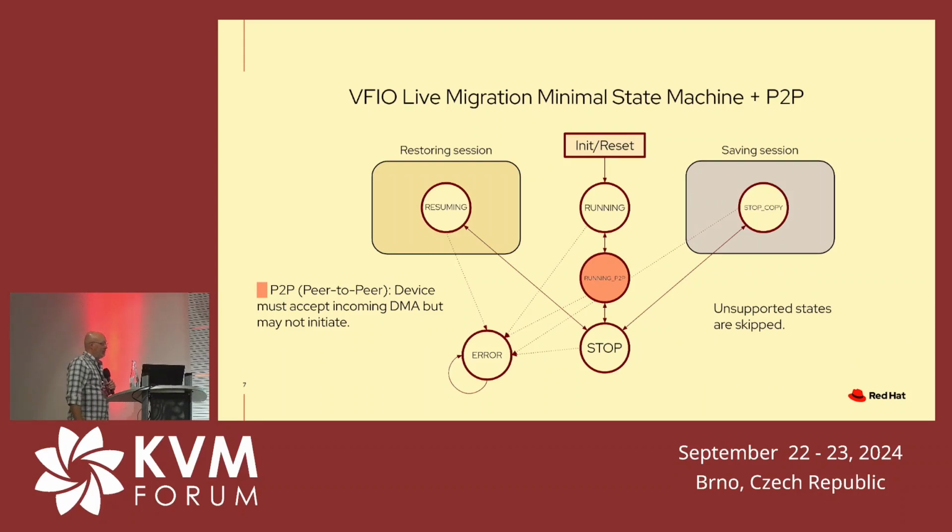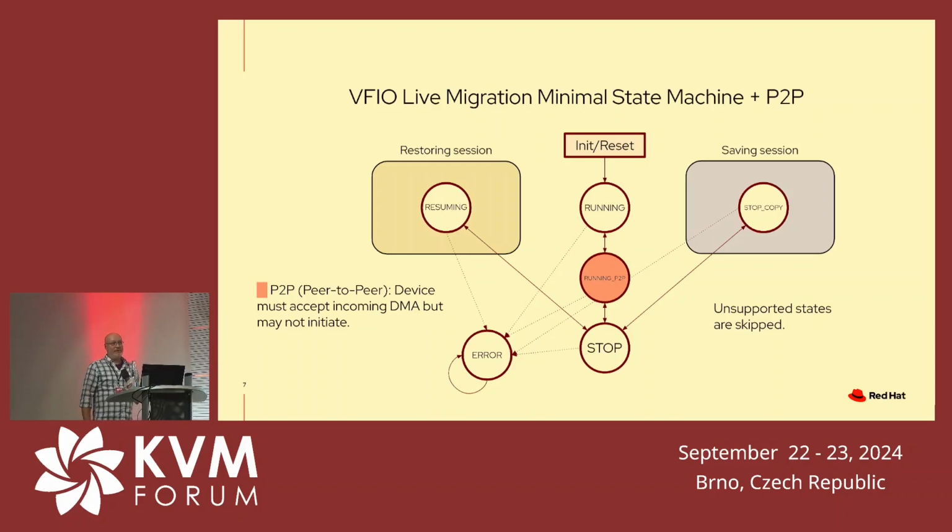But also, since we're dealing with real devices, they potentially do peer-to-peer DMA between devices. We don't have an atomic way to stop all devices at once. So we introduce an optional peer-to-peer support where a device is required to accept incoming DMA, but cannot generate outgoing DMA. So by moving all of the devices into this state, we know that the system is quiesced, and then we can move things to the stop state and continue normally.